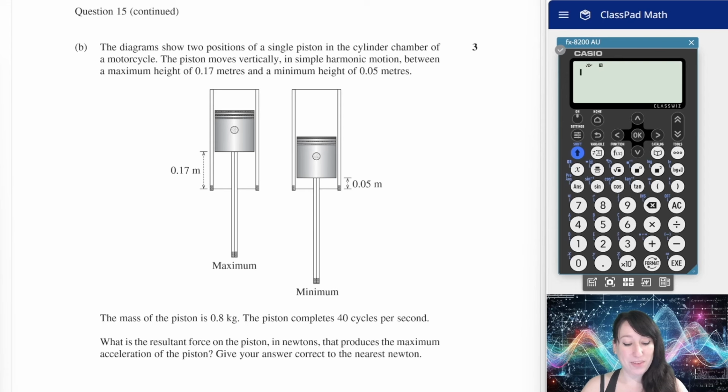Question 15b. Question 15 has some wordy questions in it. So, the diagrams show two positions of a single piston in the cylinder chamber of a motorcycle. The piston moves vertically in simple harmonic motion between a maximum height of 0.17 meters and a minimum height of 0.05 meters. The mass of the piston is 0.8 kilograms. The piston completes 40 cycles per second. What is the resultant force on the piston in newtons that produces the maximum acceleration of the piston? Give your answer correct to the nearest newton.